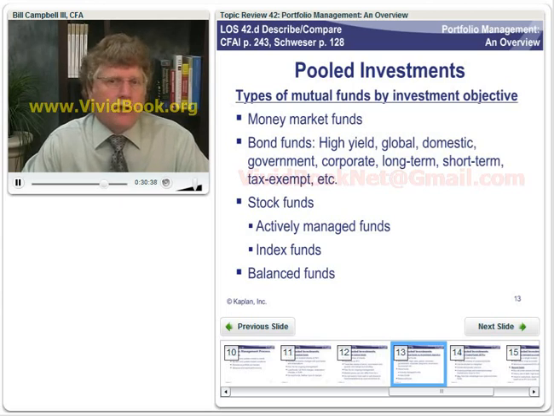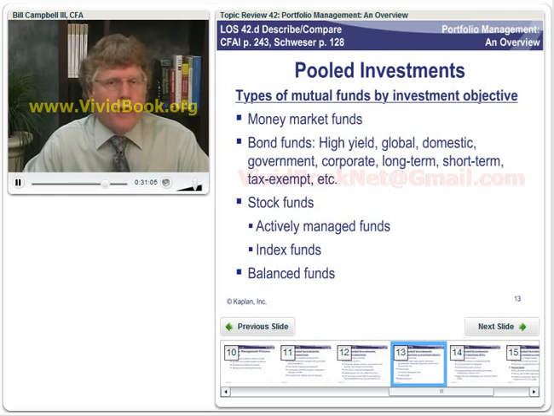Mutual funds can also be stock funds. They could be actively managed funds where the manager is trying to look for good opportunities for appreciation, and when he sees attractive investments, then he will sell some of his existing securities and buy new securities. And of course, that active management, because he's constantly doing research and buying and selling, there are going to be fees associated with that active management.